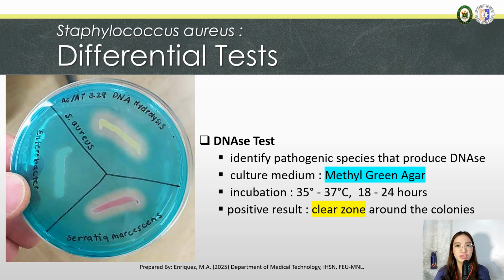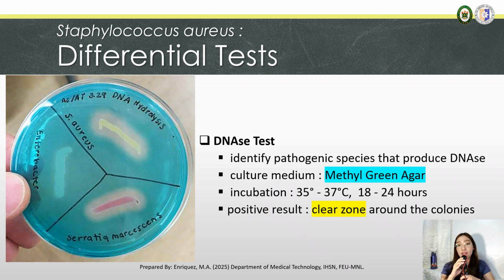So as we can see here in this photo to the left, they tested three different bacteria. We have Staphylococcus aureus, next is Serratia marcescens, and next is the Enterobacter species. So positive results were produced by Staphylococcus aureus and also Serratia. Alright? So kaya nakikita nyo po na wala yung color sa paligid nila. Meanwhile, Enterobacter tested negative because although it was able to grow, it did not clear the methyl green in its immediate surrounding. Now, what is the principle behind this test?